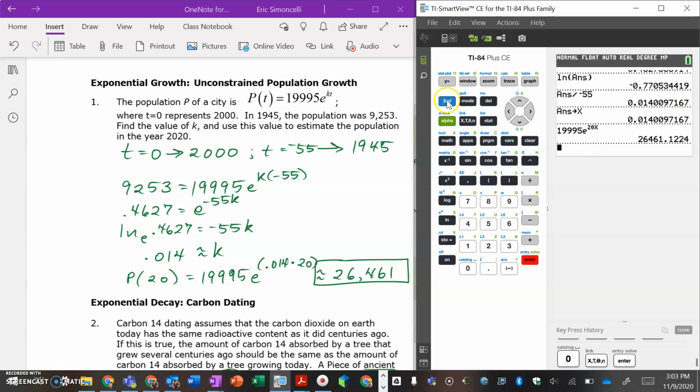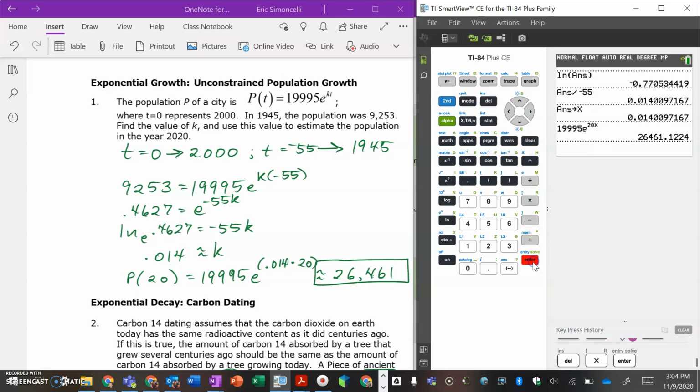So be careful when you're finding your k value that you don't round on the calculator. If I had simply used 0.014, and I forgot my time symbol, that would have been off pretty significantly, actually. I would suggest 26,455 or 456, I guess, if you round up, or down, I guess, to 455. Either way, I'd be okay with that.